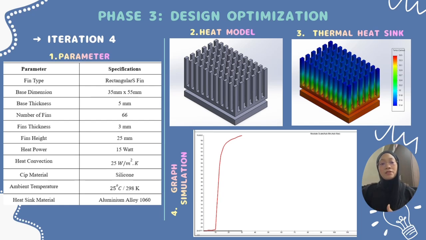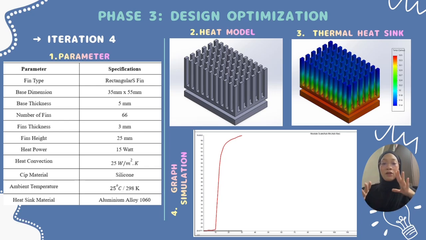Based on the thermal simulation results, the maximum temperature recorded is 53.5 degrees Celsius, which also occurs at the base of the heatsink near the heat source. The temperature distribution shows a more uniform and lower temperature along the fin, indicating the improvement of heat dissipation compared to earlier iterations, which is iteration number 1. Overall, iteration 4 demonstrates a significant improvement in thermal performance and shows that the optimized heatsink design is more effective in reducing the maximum operating temperature.